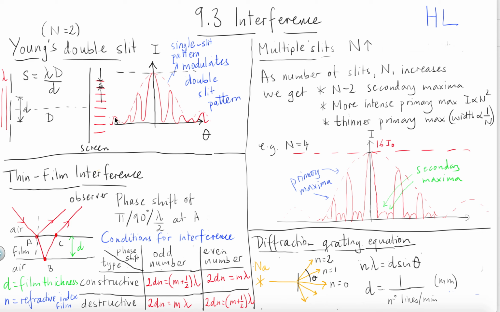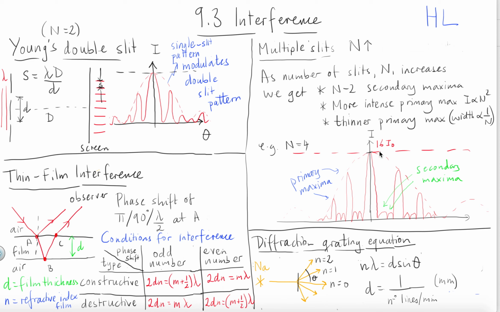In the double slit pattern, the number of slits, big N, is equal to 2. However, for multiple slits, we're increasing the number of slits, big N, and as that happens, we get the presence of N minus 2 secondary maxima, these two here. We have more intense primary maxima because intensity is proportional to N squared. So if we had 4 slits, then the intensity relative to one slit would be 16 times as much.